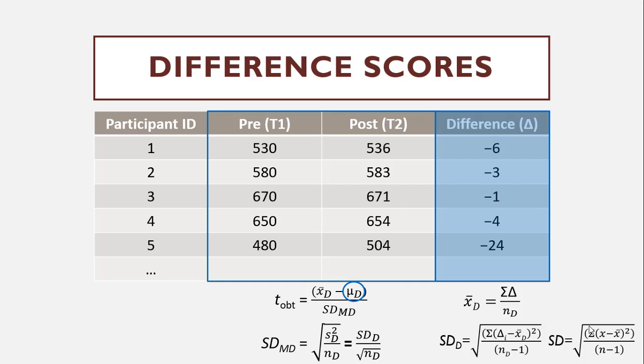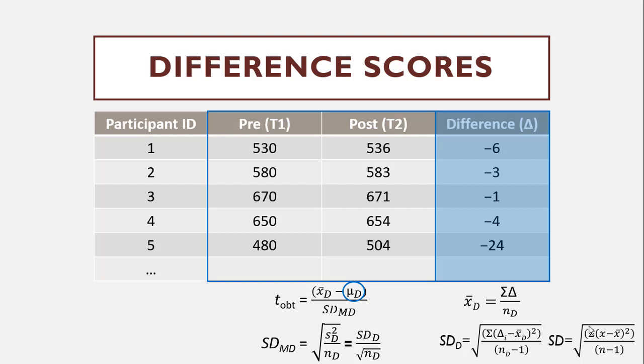This last piece of t obtained. So now we know what x bar d is, where it's coming from. Now we know what the standard error of the difference is and where that's coming from. Well, this last part, mu d, often depends on the expected or actual difference in some population.